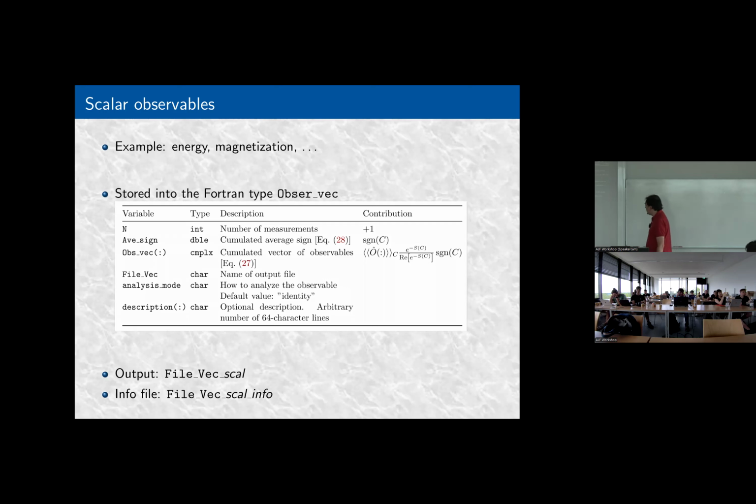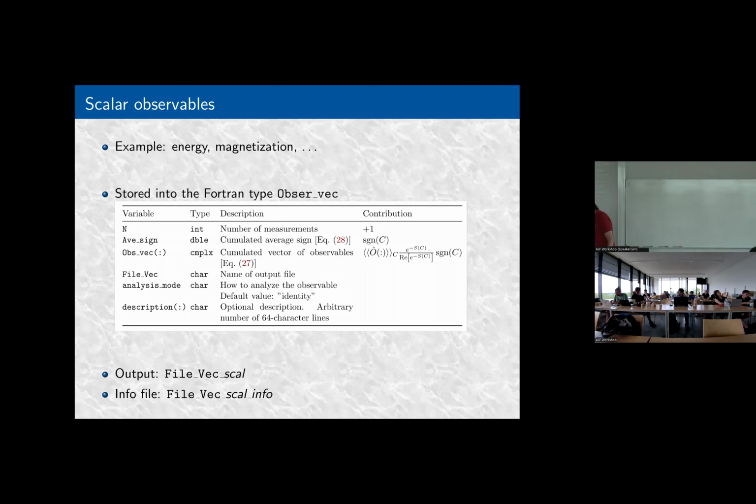In general, for a given scalar observable, we have two outputs. The name of the observable underscore scal contains the actual measurements. For example, the energy, it's Ener underscore scal. And then there is another file with an extra underscore info, which contains some information on the observable.